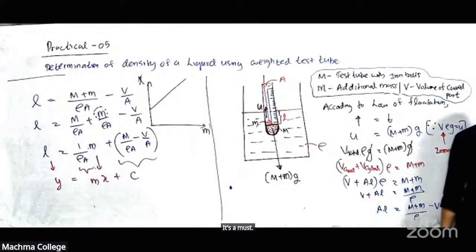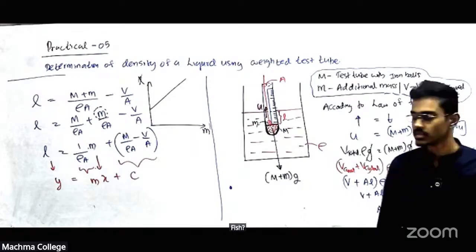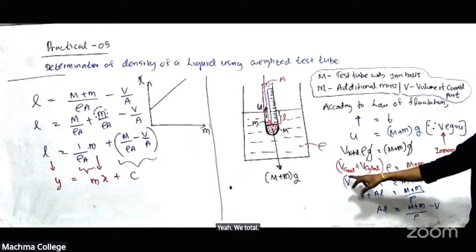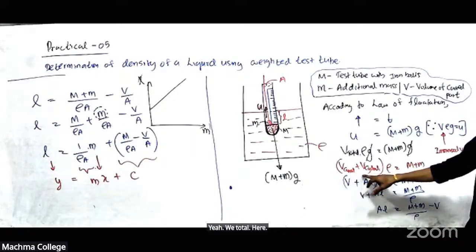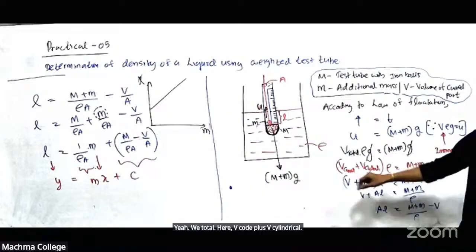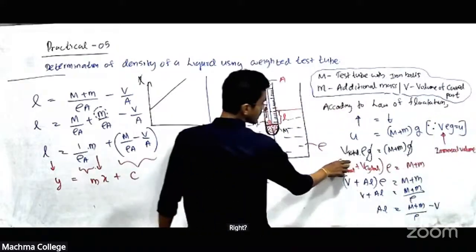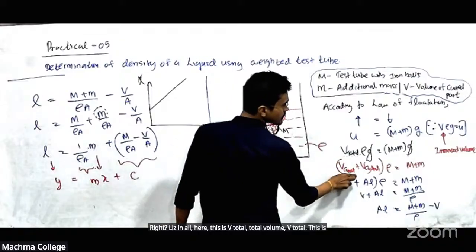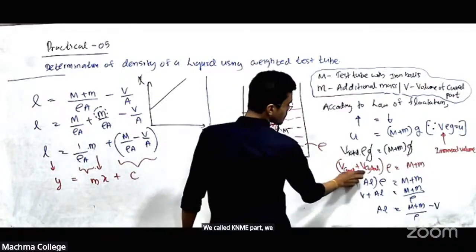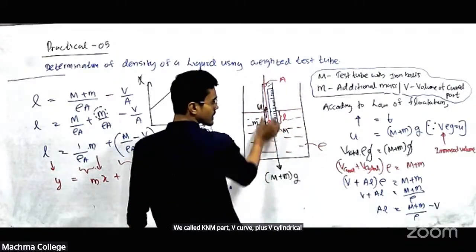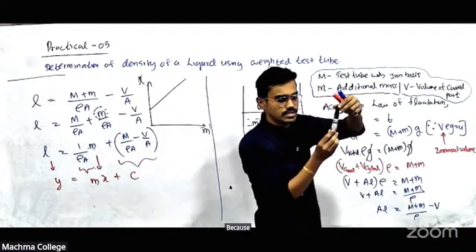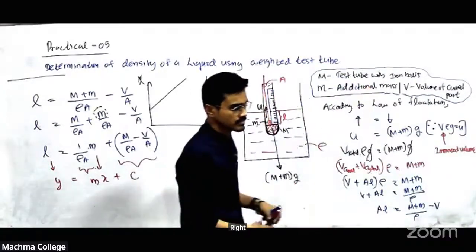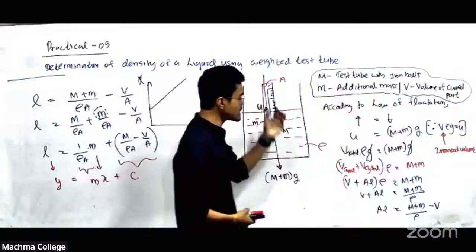Finished? Here, V total. Here, V curved plus V cylindrical. Listen all. Here this is V total, total volume. This is V curved, plus V cylindrical. Because the test tube consists of one curved part and a cylindrical part, the total volume can be written as the addition of these two.